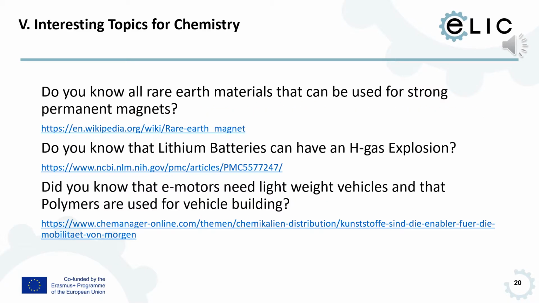In the previous slides, we have learned that for permanent magnet rotors we need rare earth materials, so very strong magnets. Do you know all the rare earth materials that can be used for strong permanent magnets, which we could use in e-motors? Here's a link, for instance. Do you know that lithium batteries can have a gas explosion, which is one of the big dangers of a lithium-ion battery, especially at the size of 400 volt? Here's a link with it, and please read and discuss it.